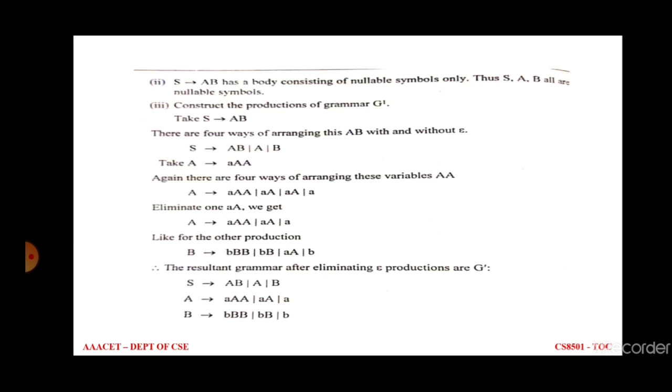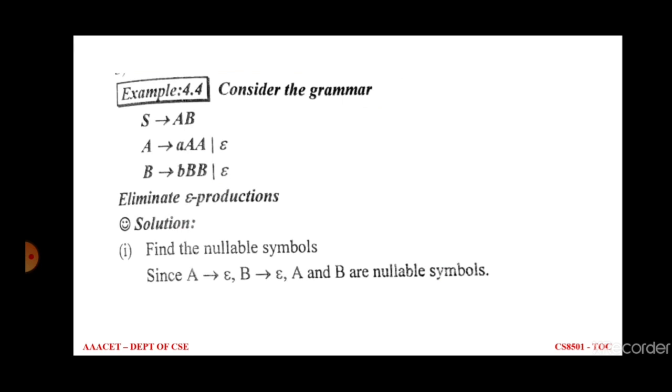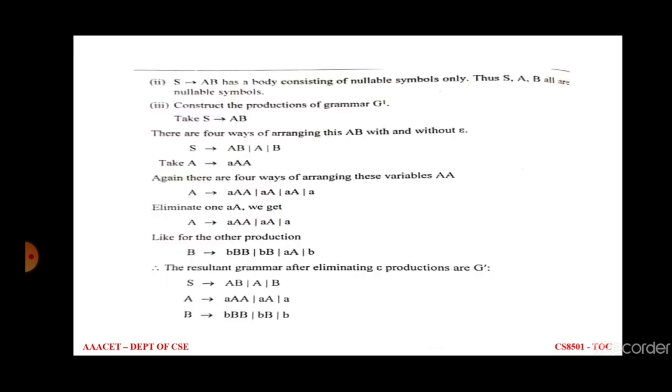In case we can substitute epsilon for both A, then we get only the small a symbol. That's why in the last step of capital A we can write only one single a. Similarly we can do it for the last step, that is capital B; we write the production rule as it is in the given grammar, that is small b, capital B, capital B.